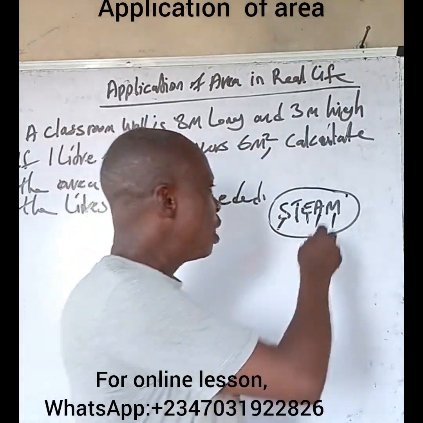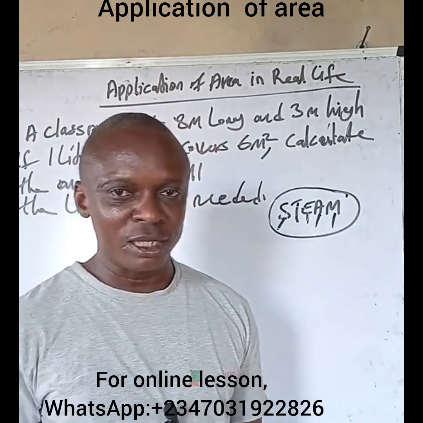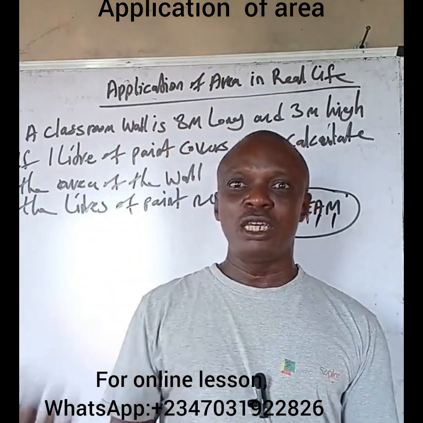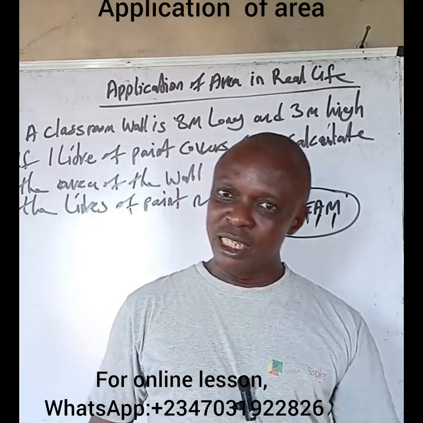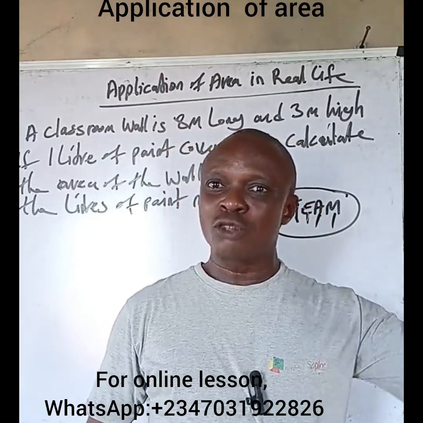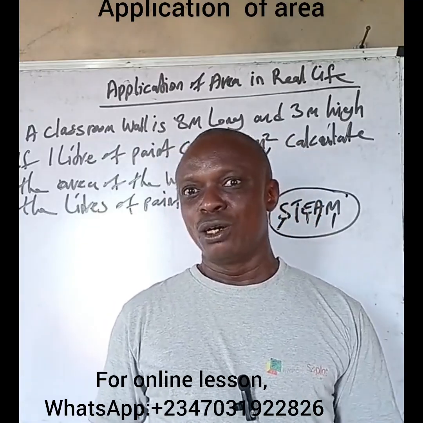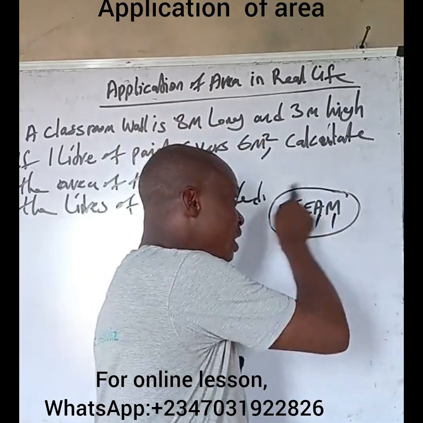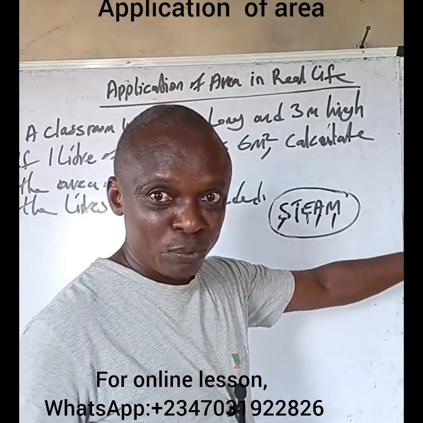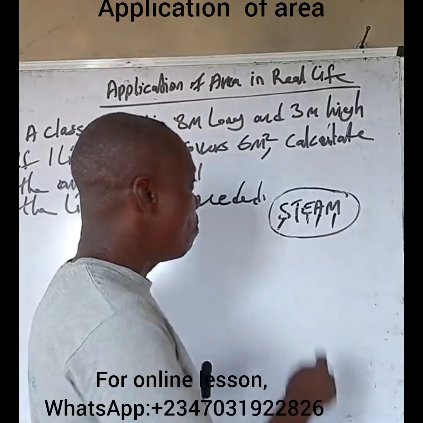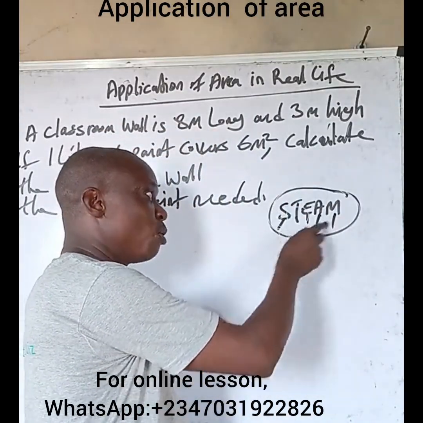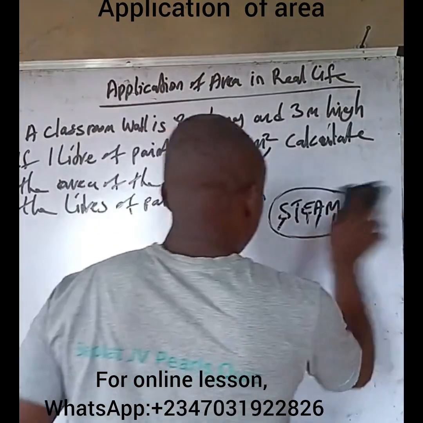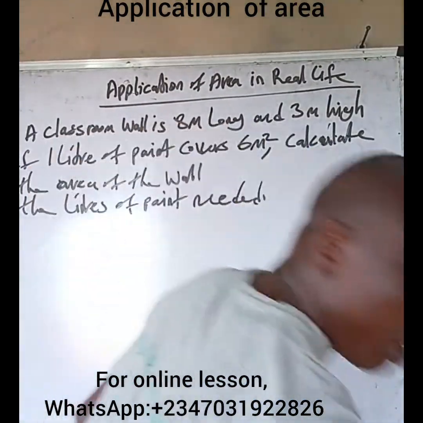What about this M? The M is the mathematics. Mathematics helps in the calculation of the area. Without calculating the area, you will not know the amount of paint to buy. So that is why these things go together in the work of painting. I believe we now know what this is all about. So now let us quickly look at the work.